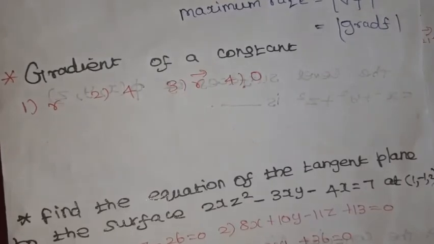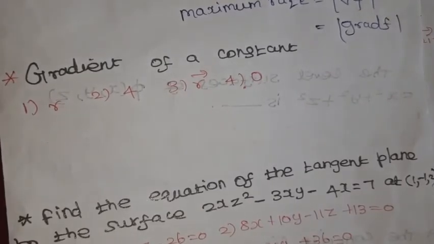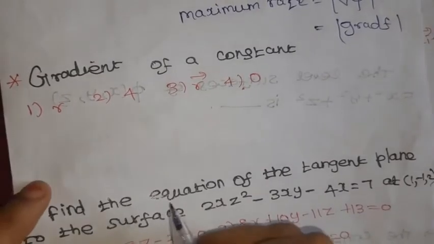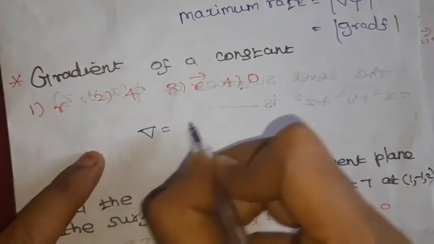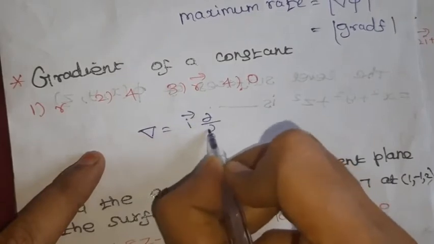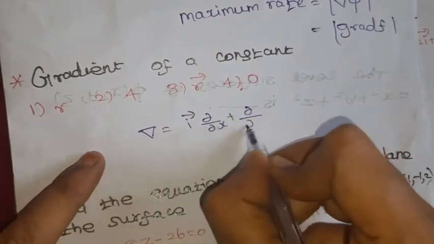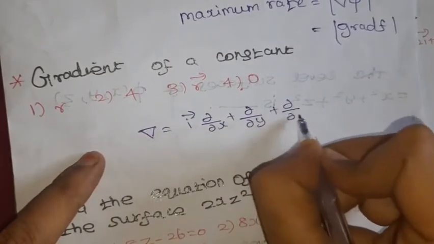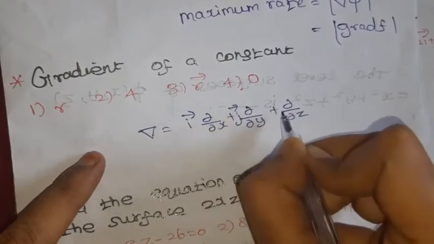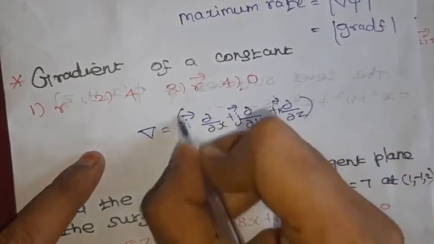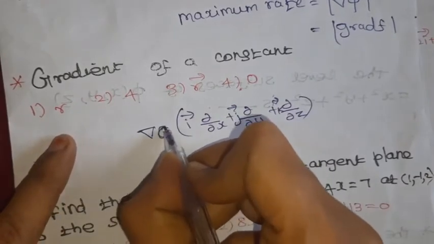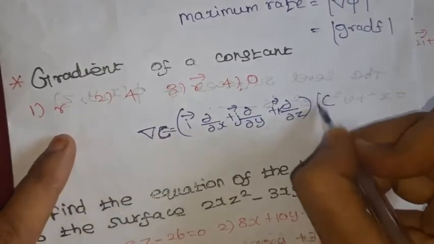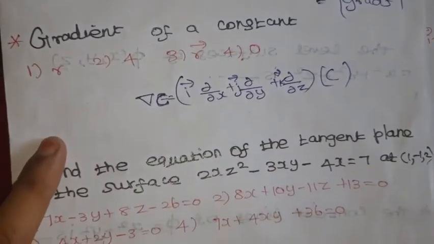Then the gradient of a constant. The gradient of a constant we will get as 0 only, because del is nothing but i dou by dou x plus j dou by dou y plus k dou by dou z. So for the gradient of a constant, I take some constant c, del c, substitute c here.